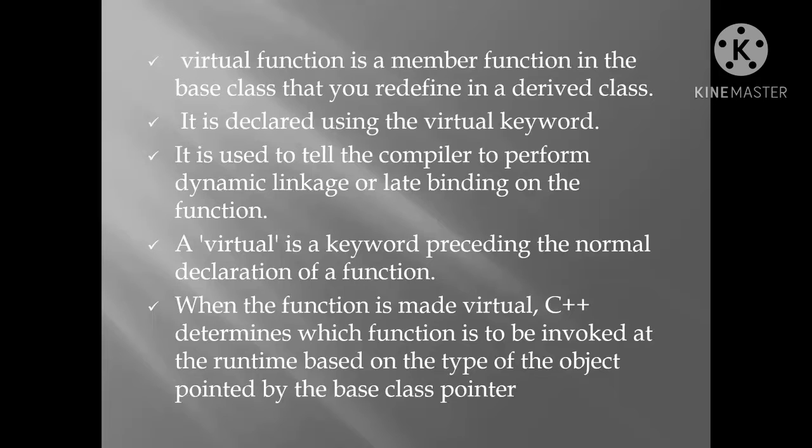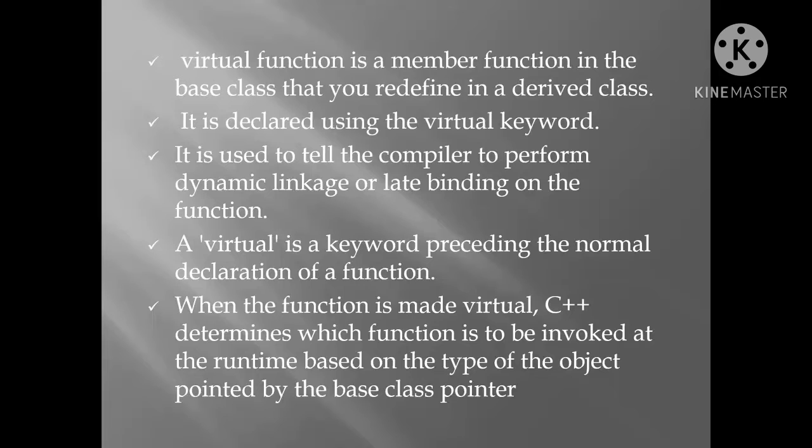When a function is made virtual, C++ determines which function to use at runtime based on the type of object pointed to by the base pointer. Thus, by making the base pointer point to different objects, it can execute different versions of the virtual function. Virtual functions can be accessed through the use of a pointer declared as a pointer to the base class.